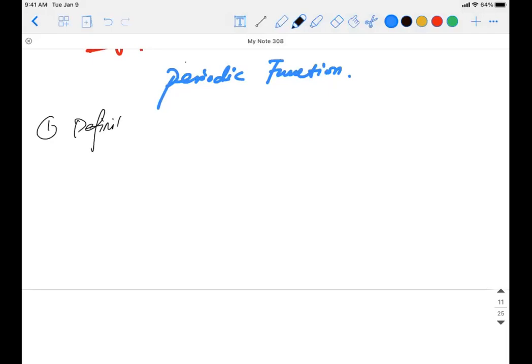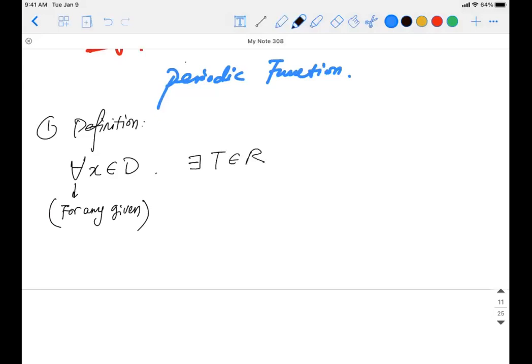First one, let's talk about the definition. What is a periodic function? Everyone knows what a periodic function is, but let's use our mathematical language to do a definition. It means for any given x belongs to D, D is the domain, there exists a T belongs to R, such that f(x) equals f(x plus T). The symbols for any given and there exists are only mathematical denotation. Mathematicians are lazy, they just want to minimize all the words.